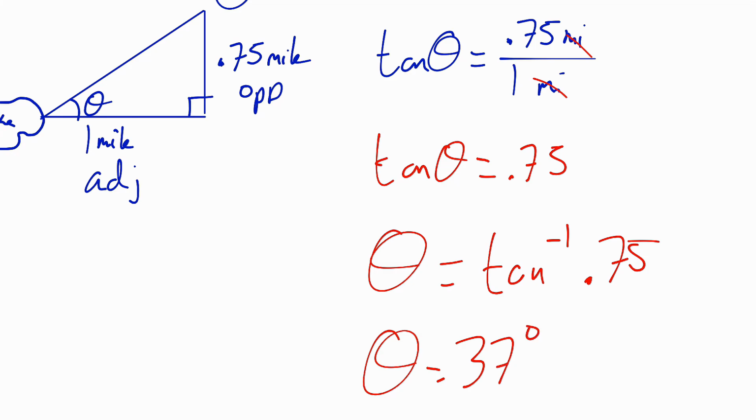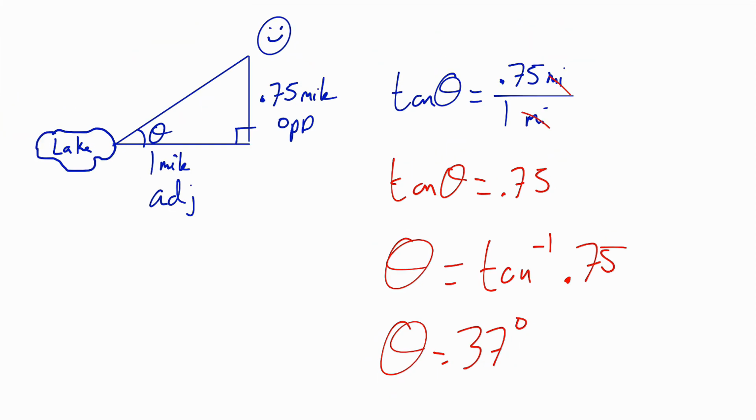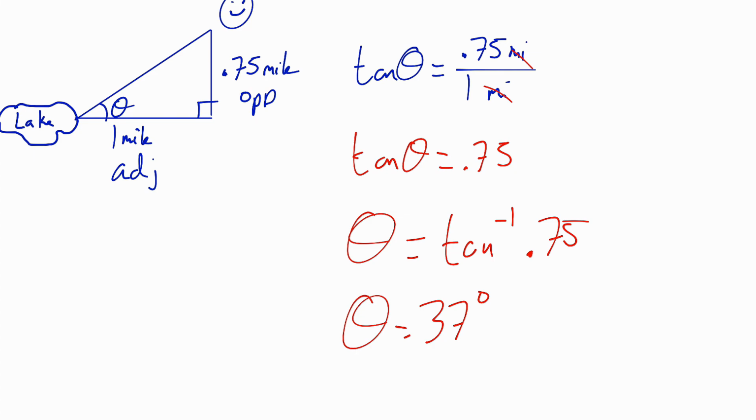Now, typically when you're giving directions, especially using the cardinal directions north, south, east, and west, you want to give a little bit more than just that. So I'm going to say it's 37 degrees north of east. What that means is if you're facing east and you turn 37 degrees, so if you're facing this way and you turn 37 degrees towards the north, you're going to be facing the right direction.